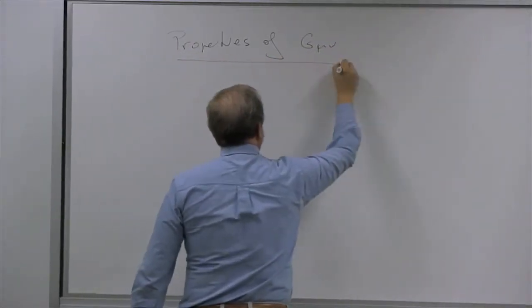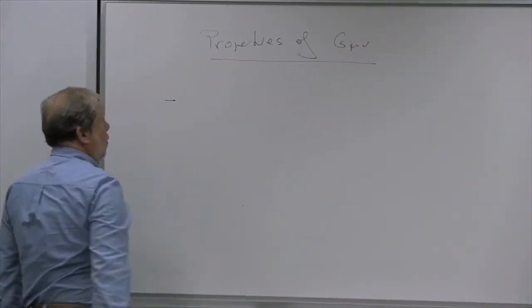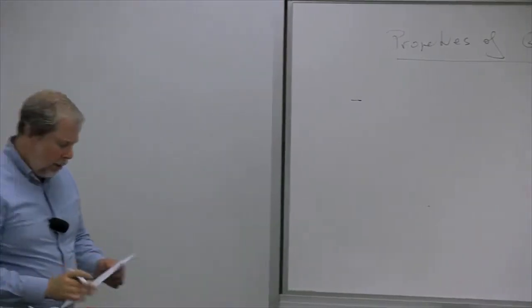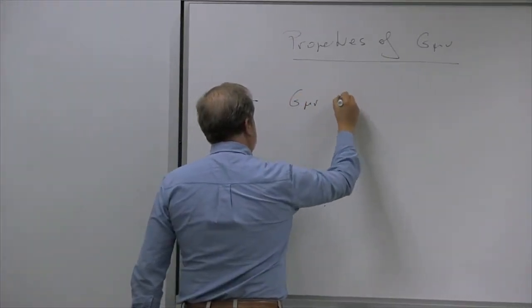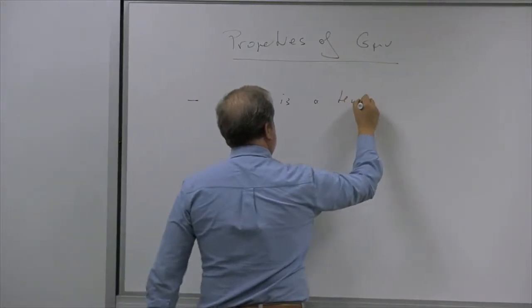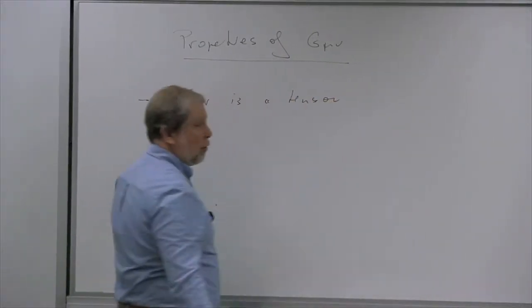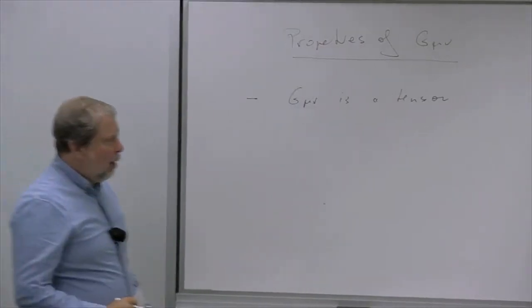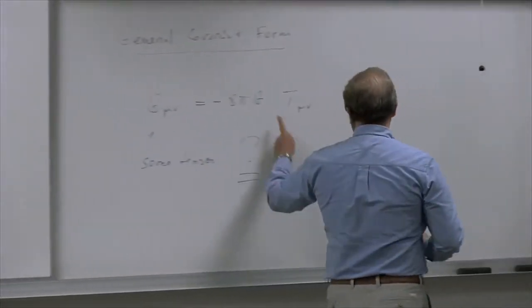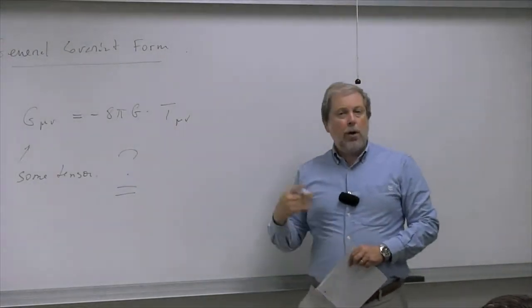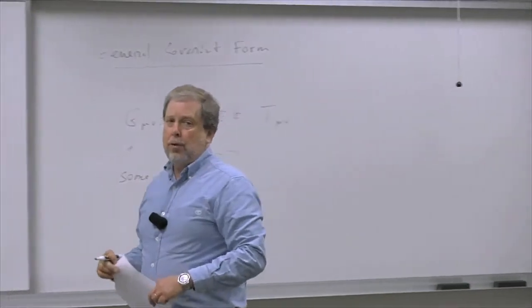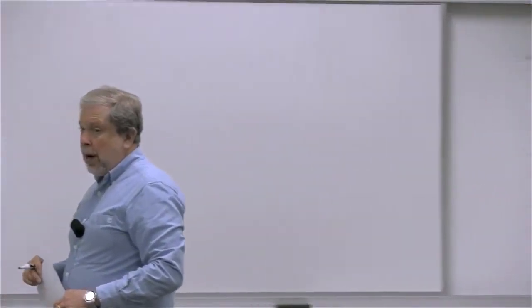Of the G mu nu, right? Well, the first property that we are going to list is the fact that G mu nu is a tensor, so that the equation is form invariant. Remember, on the right-hand side, we don't have to think much about this object because we already discussed what the energy momentum tensor will look like in a number of instances.